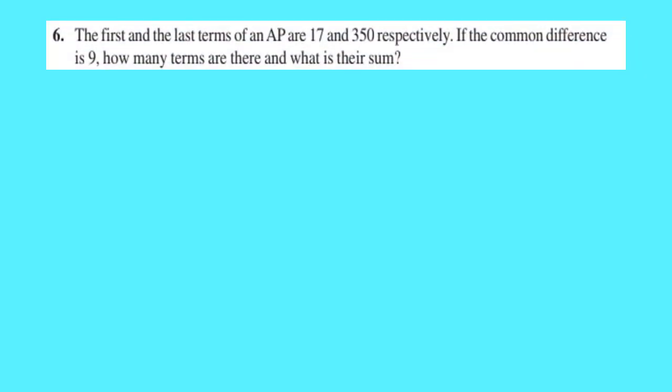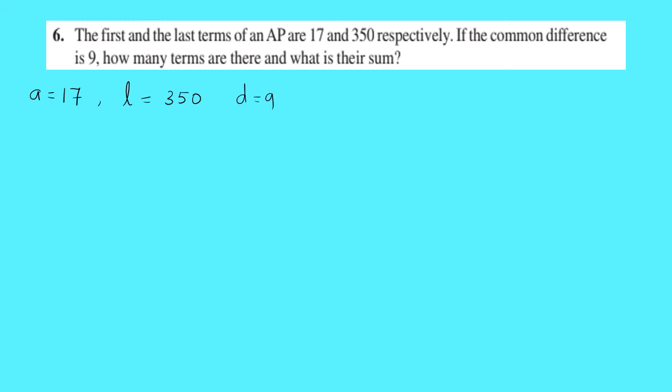Question number 6. The first and the last term of an AP are 17 and 350 respectively. If the common difference is 9, how many terms are there and what is their sum? So from the question, what all things are given that we have to write first. The first and last term of the AP, that is 17 and 350. That means A equal to 17 and L, that is the last term, equal to 350. Common difference is 9, that means D equal to 9.